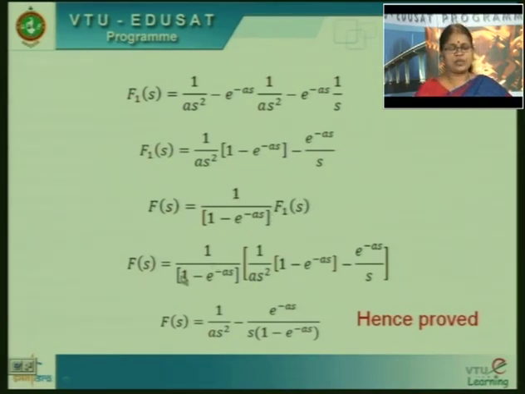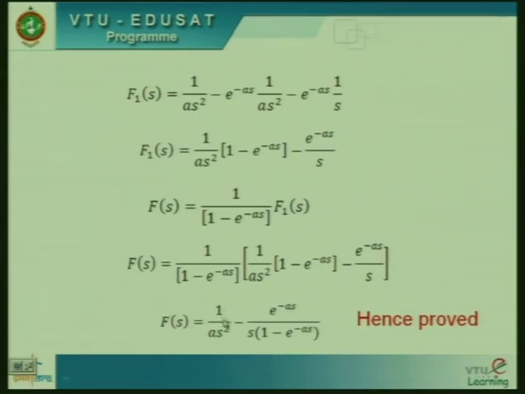So, it is 1 by 1 minus e power minus a s times this function, this f1 of s. So, this is the Laplace transform of the periodic function. If you multiply this term with the first term, inside the bracket we have two terms, the product of the first term results in 1 by a s square, and the product of the second term results in e power minus a s divided by s into 1 minus e power minus a s. That is what we have been asked to prove. So, that was the expression given in the question.